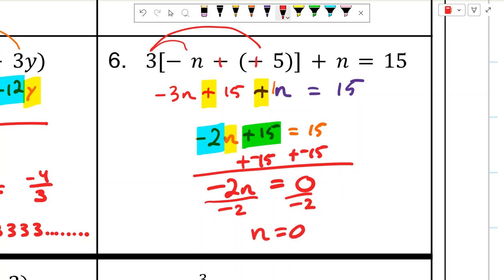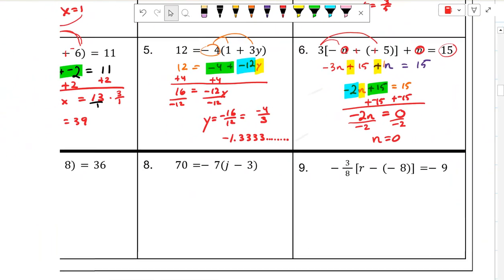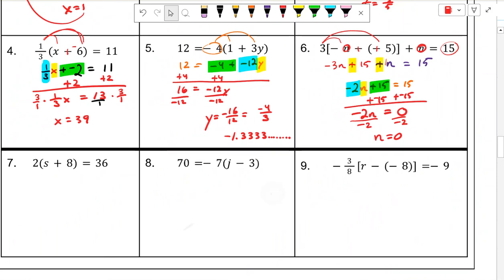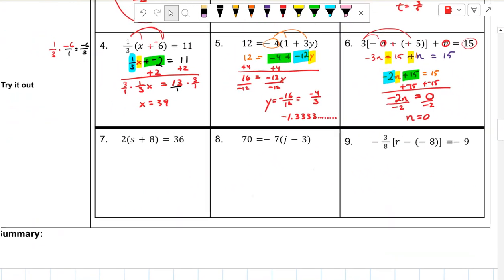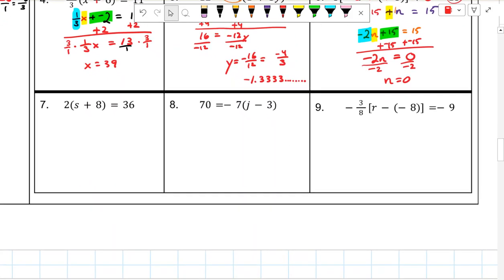If you don't believe it, just put 0 right here and 0 right here, and you can see that 0 plus 5 is 5, and 3 times 5 is 15. So it is right. All right, those are your 6 examples, and now you have 3 to contend with on your own. Pause the video and try all 3. Pause now.